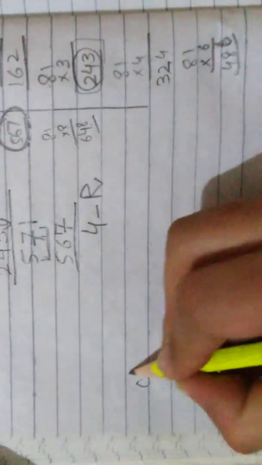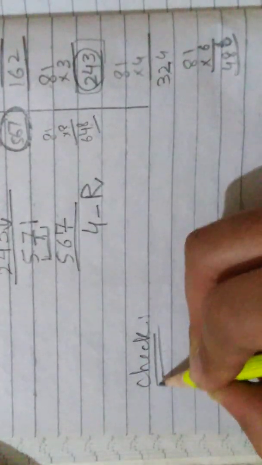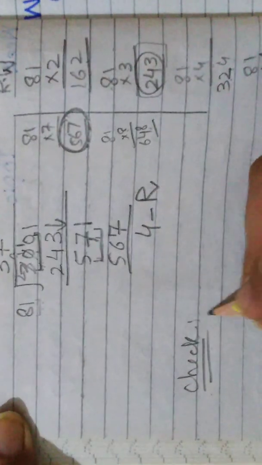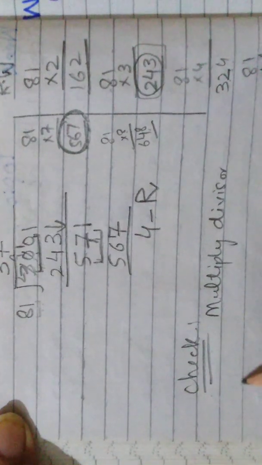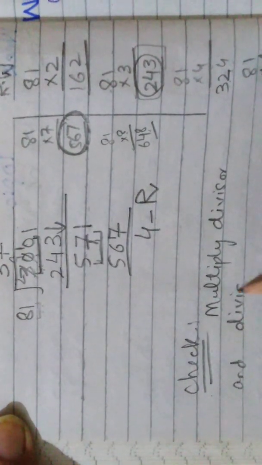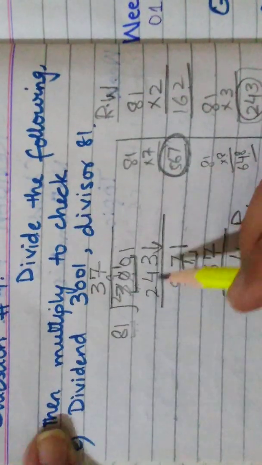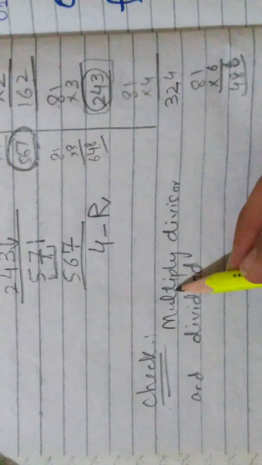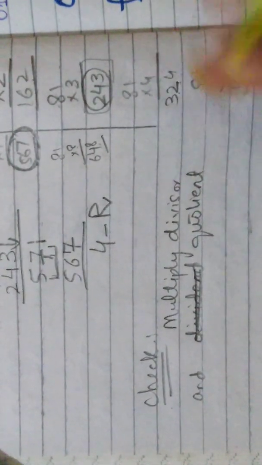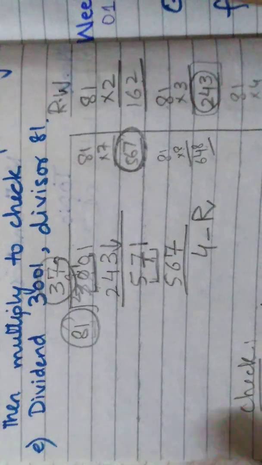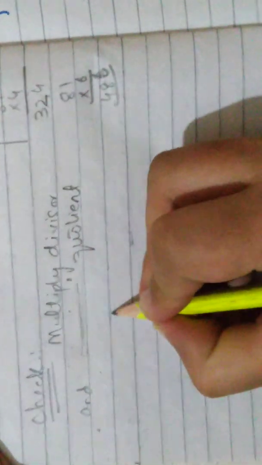Now in next step we have to check whether our answer is correct or not correct. First we will multiply divisor and quotient. Now here you can see that quotient is 37 and divisor is 81. So what we will do, we will multiply 37 with 81. Now here we will multiply 81 with 37.